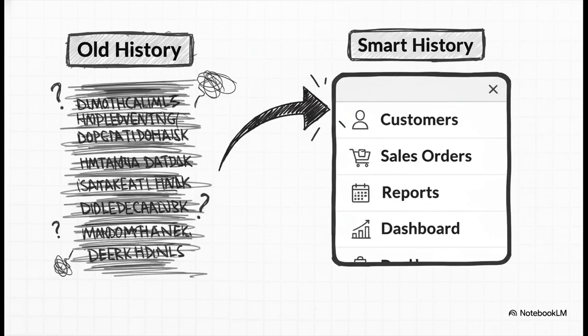And one last thing, it also includes a smart recent pages history. It remembers the last 5 pages you visited, but it groups them by environment, and it uses human-readable names like sales orders instead of some generic browser tab title. Honestly, it just makes jumping between your common pages so much faster.